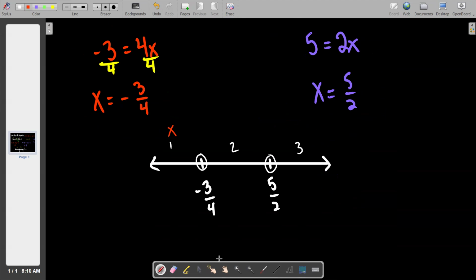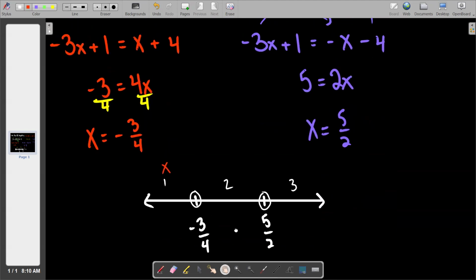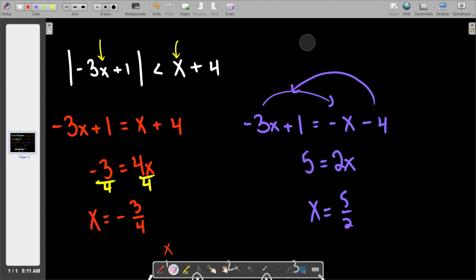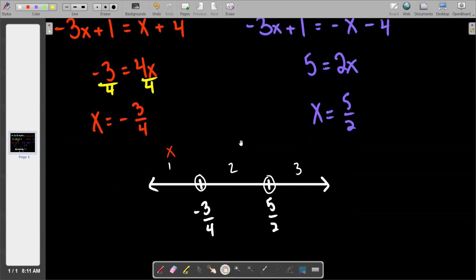Okay. Let's take a look at region 2. What's the obvious candidate for region 2? 0. Anytime you give me a negative and a positive boundary, 100% of the time, I'm going to use 0. Because 0 is the super easiest number in all of math. So if I put 0 in place of those little yellow arrows, -3 times 0 is 0. 0 plus 1 is 1. The absolute value of 1 is 1. So 1 is less than. We're waiting. And then we put 0 in for x. What's 0 plus 4? Is 1 less than 4? It is.